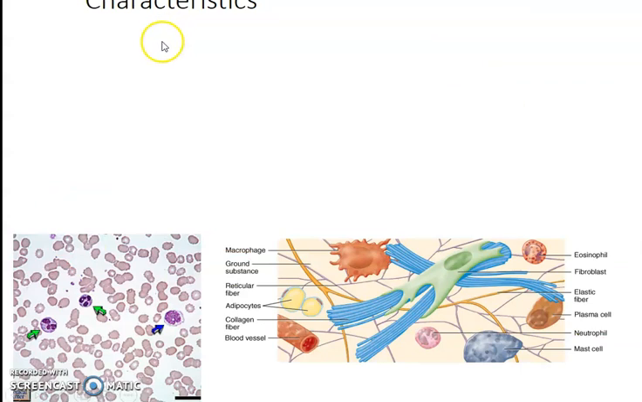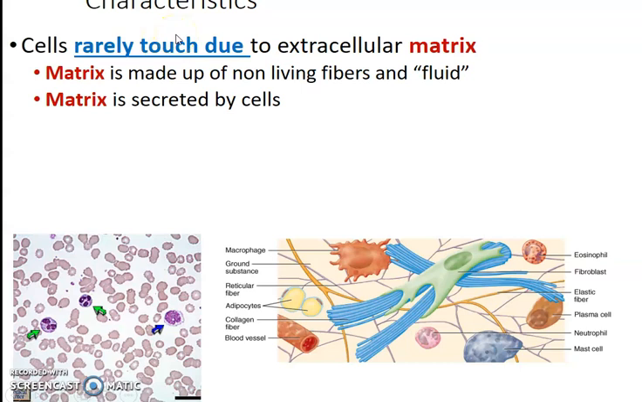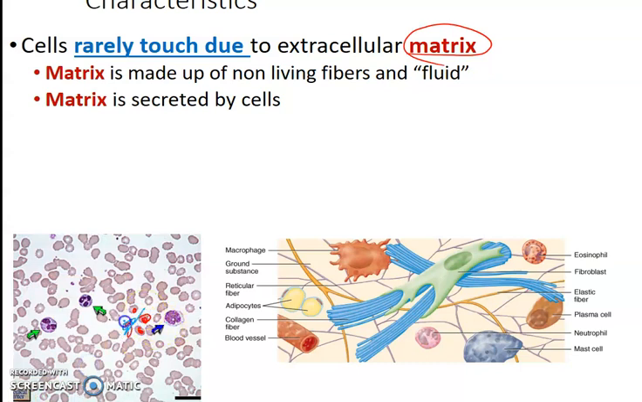So, characteristics. Cells rarely touch due to this matrix again. So here's the blood cells. There's a blood cell, there's a blood cell, there's a blood cell. There's all this fluid between them. So all of this in between, that's the matrix. Matrix is made up of non-living fibers and fluid. So the fluid in blood is plasma. Now, where do you see fibers in blood? When you get a cut, clotting.